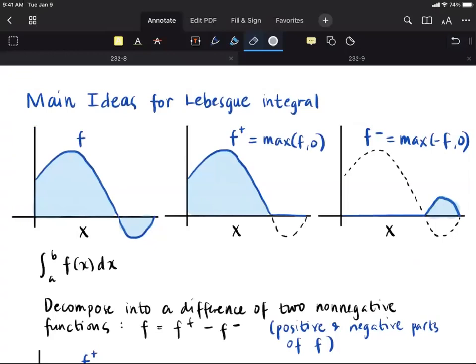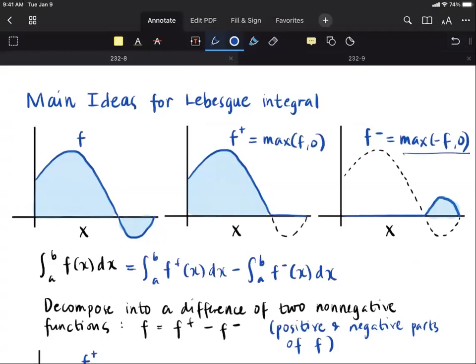So in this case, this integral would be the difference of the integral of the positive part and the negative part. Take note, the negative part of a function is also a non-negative function, because here you take the max between negative f and 0. So it is always greater than or equal to 0.